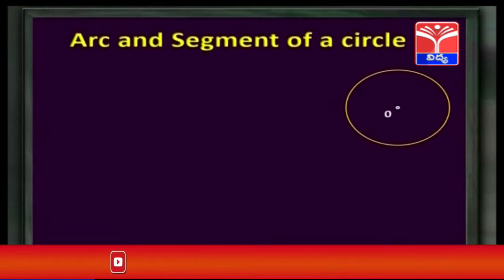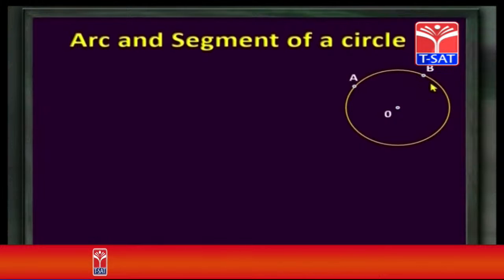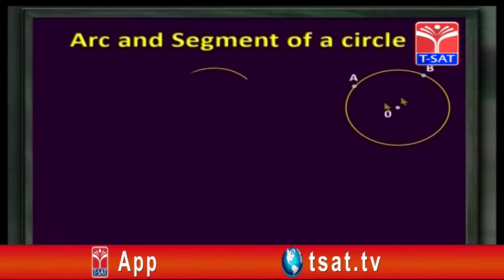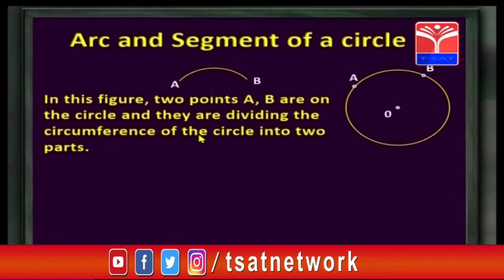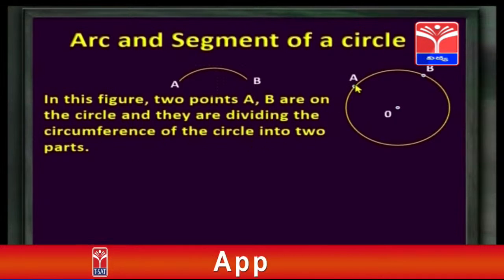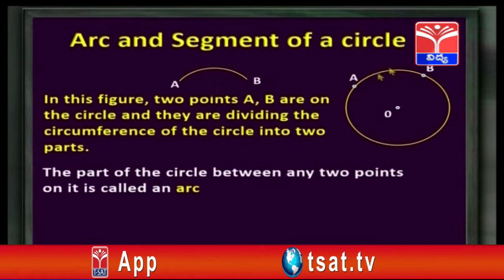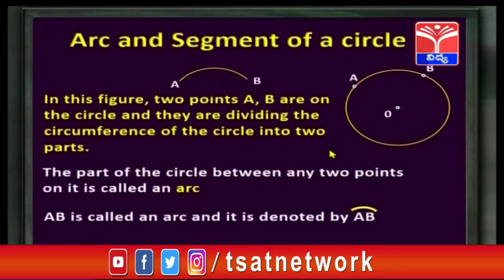Now, let us see what the arc and segment of a circle are. So, this is a circle, A is a point on the circle, B is a point on the circle. So, AB is a part of a circle, which we call an arc of the circle. In this figure, 2 points A and B are on the circle, and they are dividing the circumference of the circle into 2 parts. So, AB is one part and the downside is one more part. So, we can say the part of the circle between any 2 points on it is called an arc. Here AB is called an arc and it is denoted by AB.